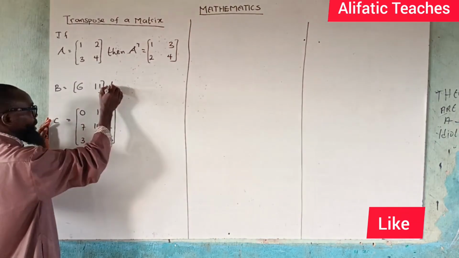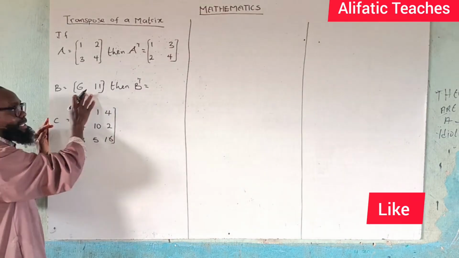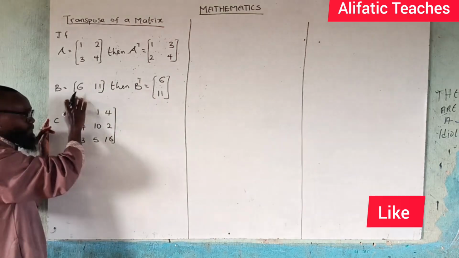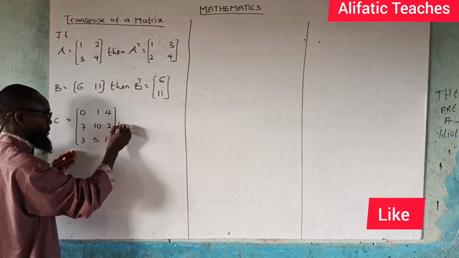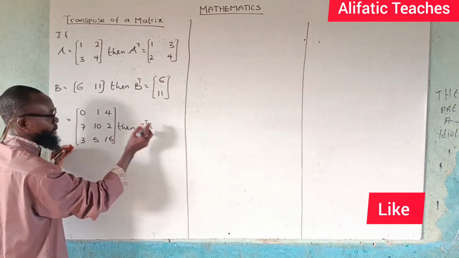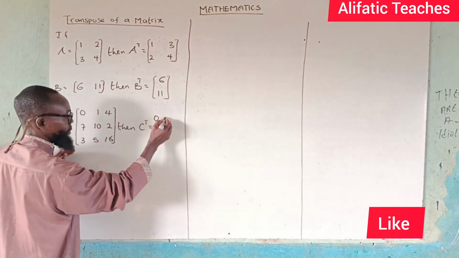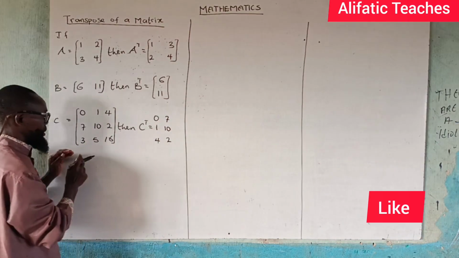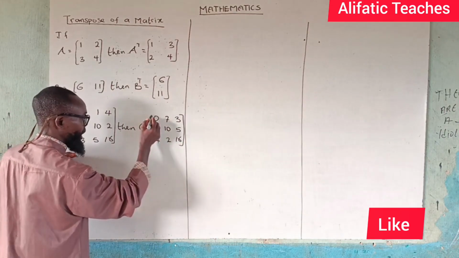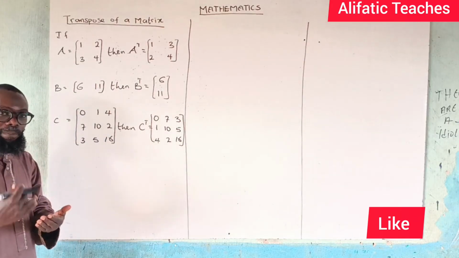Now, the transpose of matrix B. We have just one row here. The row becomes a column, 6, 11. So we have transposed matrix B. Likewise, matrix C. The transpose of matrix C becomes this: 0, 1, 4 becomes the column 0, 1, 4. 0, 10, 2 becomes the column 7, 3, 5, 6 becomes the column 3, 9, 16. What we have done to these matrices is what we call the transpose of the matrices.